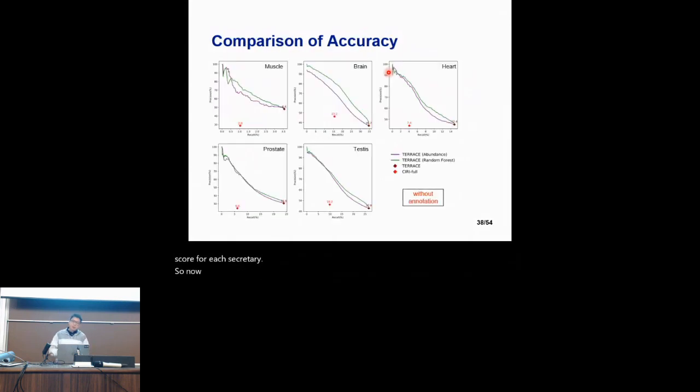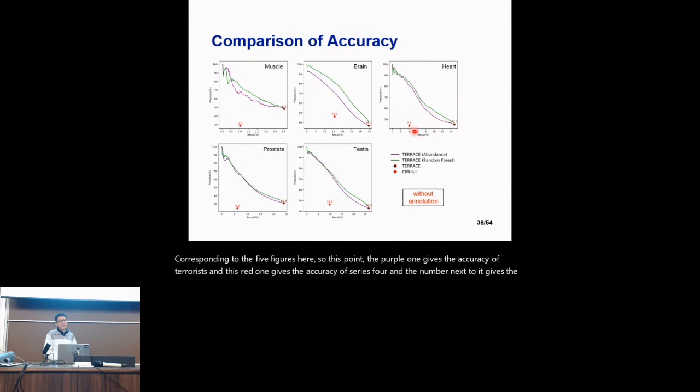So now let's see some results. First, we compare methods without annotation, without a reference transcriptome. Without a reference annotation, 34 is the only method we can identify. So we compared Teros with it on 5 tissues corresponding to the 5 figures here. This purple point gives the accuracy of Teros, and this red one gives the accuracy of 34, and the number next to it gives the F1 score. You can see the F1 score of Teros is higher than that of 34 over all those tissues.